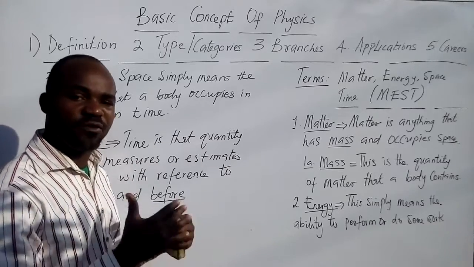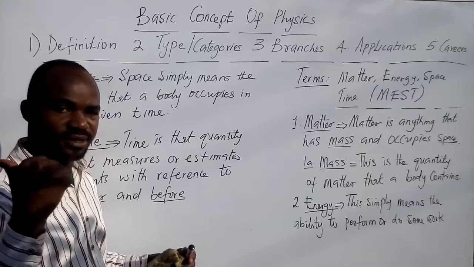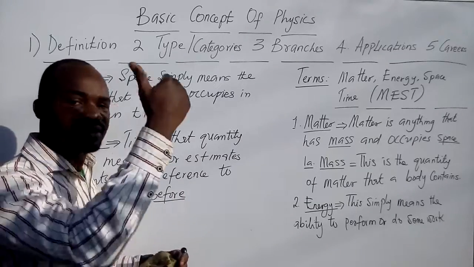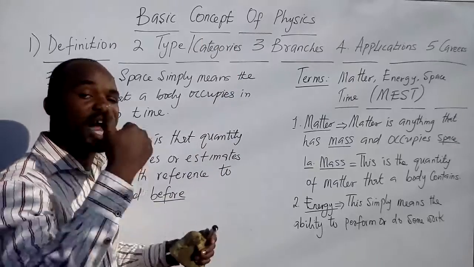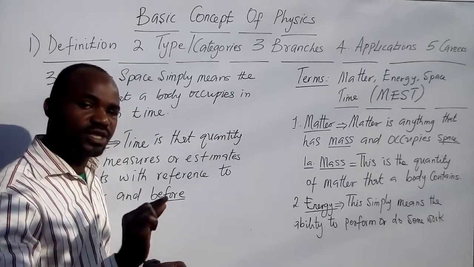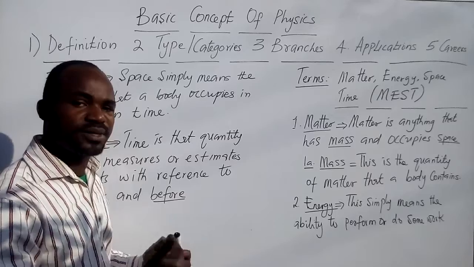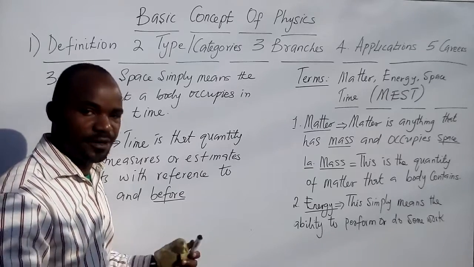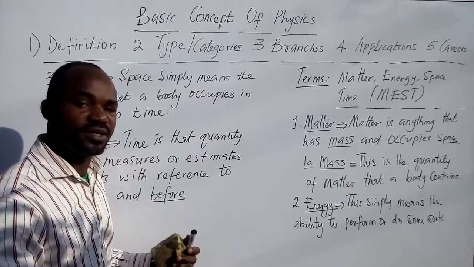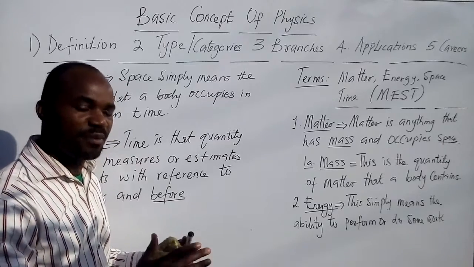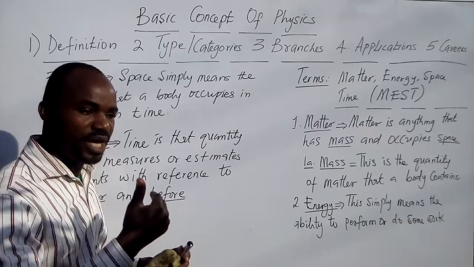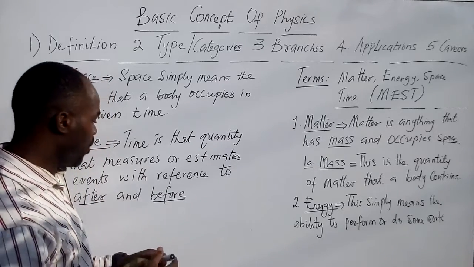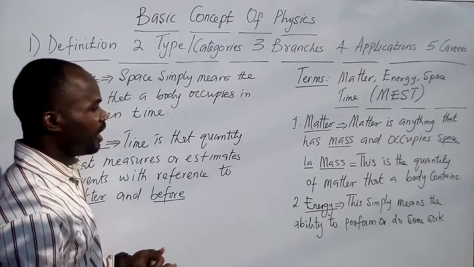If the event took place in the past, that means it happened before. If the event will take place in the future, that means it will happen after. So the only quantity that can measure such sequence of happening, or in the scheme of things, is just time. So time is that quantity that does that. It measures or estimates event with reference to after and before. All right, so that is it.